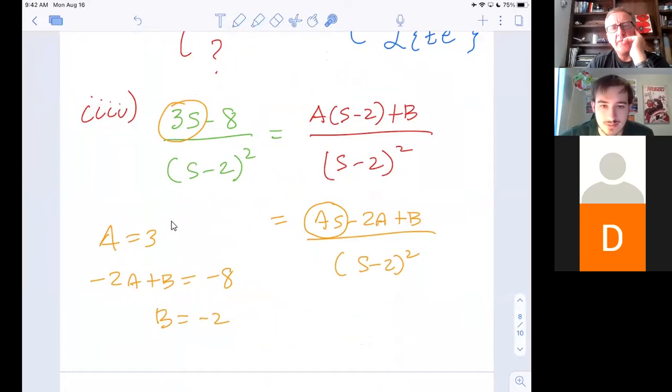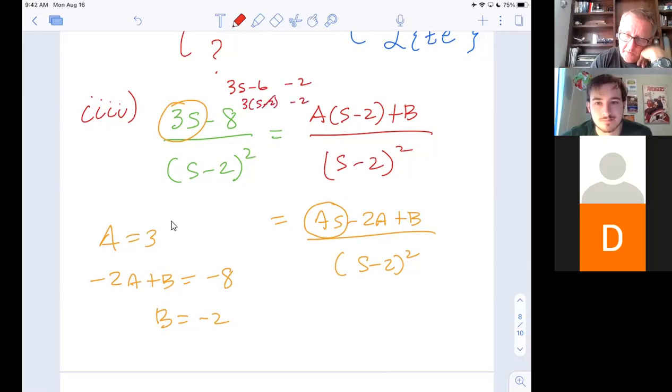I guess another way to think of this is some way to rearrange this. It's almost like we rearranged it like 3s minus 6 minus 2. That's minus 8, right? Minus 6 minus 2. Why did I do that? Because then if you factor a 3 out, you get an s minus 2. And then this s minus 2 can cancel with one of those s minus 2s.